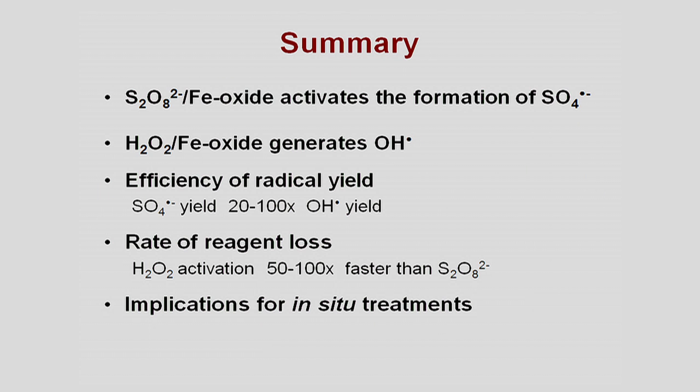So in summary, our results show that both the persulfate iron oxide and the hydrogen peroxide iron oxide systems activate the formation of highly oxidative radicals. One system, hydrogen peroxide, generates hydroxyl radicals, and persulfate generates sulfate radicals. But their efficiencies are very different. Sulfate radical yield is about 20 to 100 times higher than the hydrogen peroxide system, and the rate of persulfate loss is only about 2% of the hydrogen peroxide loss. So these have very profound implications for in situ chemical treatment.